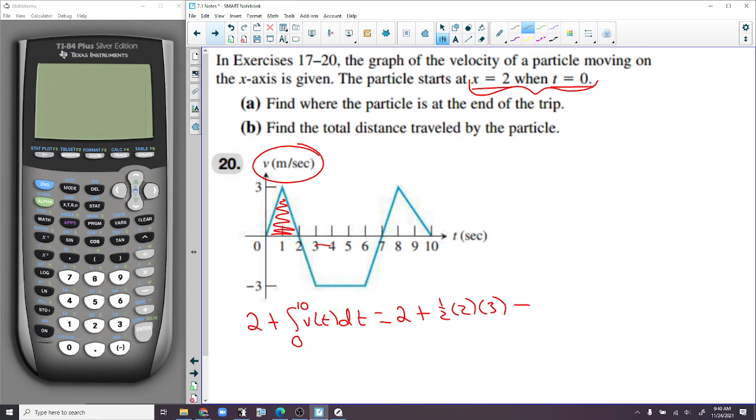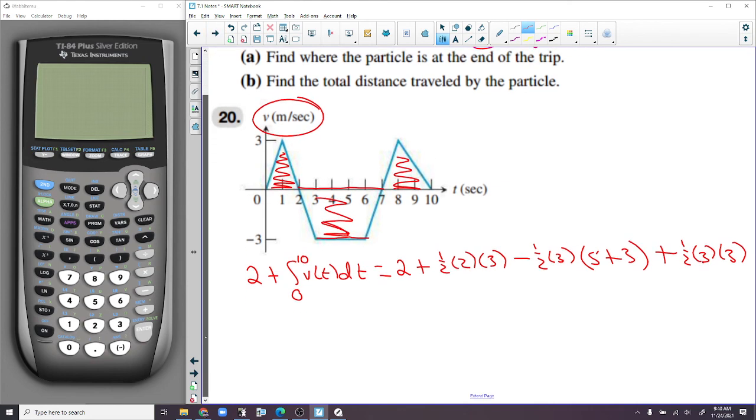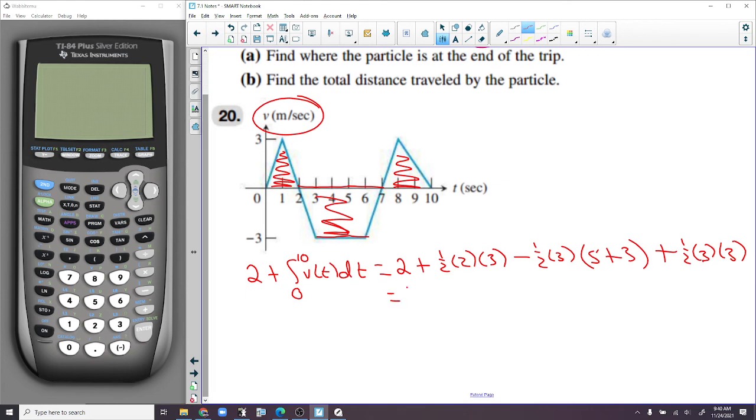Minus, we have a trapezoid here. What's the height? The height is 3. 1/2 times 3 times 1, 2, 3, 4, 5 plus 1, 2, 3, plus this triangle. 1/2 times 3 times 3. All right, we got the extra 2. So we got 2 plus half, that's 6, 3. Half of 8 is 4, minus 12, plus 9 halves.